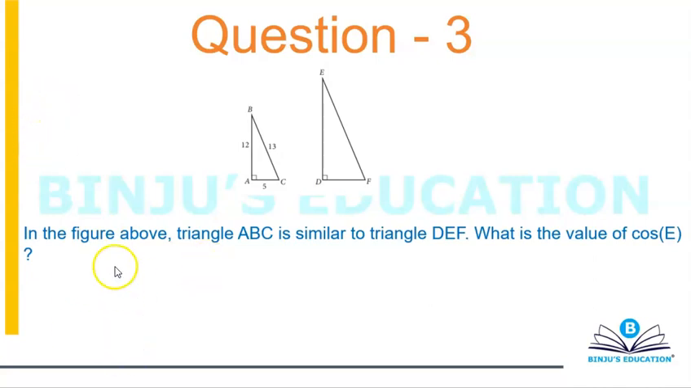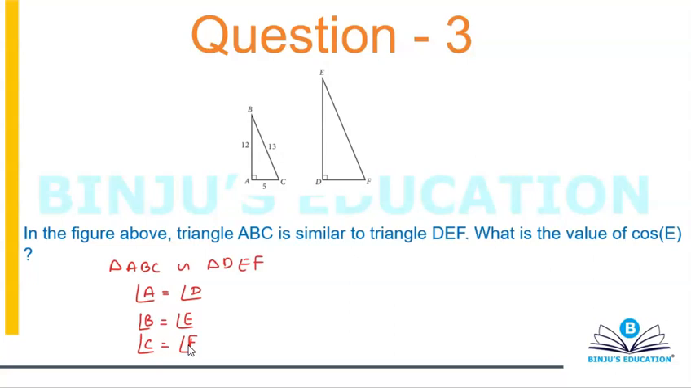So if the two triangles are similar, that is triangle ABC is similar to triangle DEF, which means angle A is equal to angle D, angle B is equal to angle E, and angle C is equal to angle F. Whenever the triangles are similar, their corresponding angles are equal. Now if the angles are equal, can I say that their corresponding trigonometric functions will also be equal? If the angles are equal, then sine theta will be equal to sine theta, cos theta will be equal to cos theta.